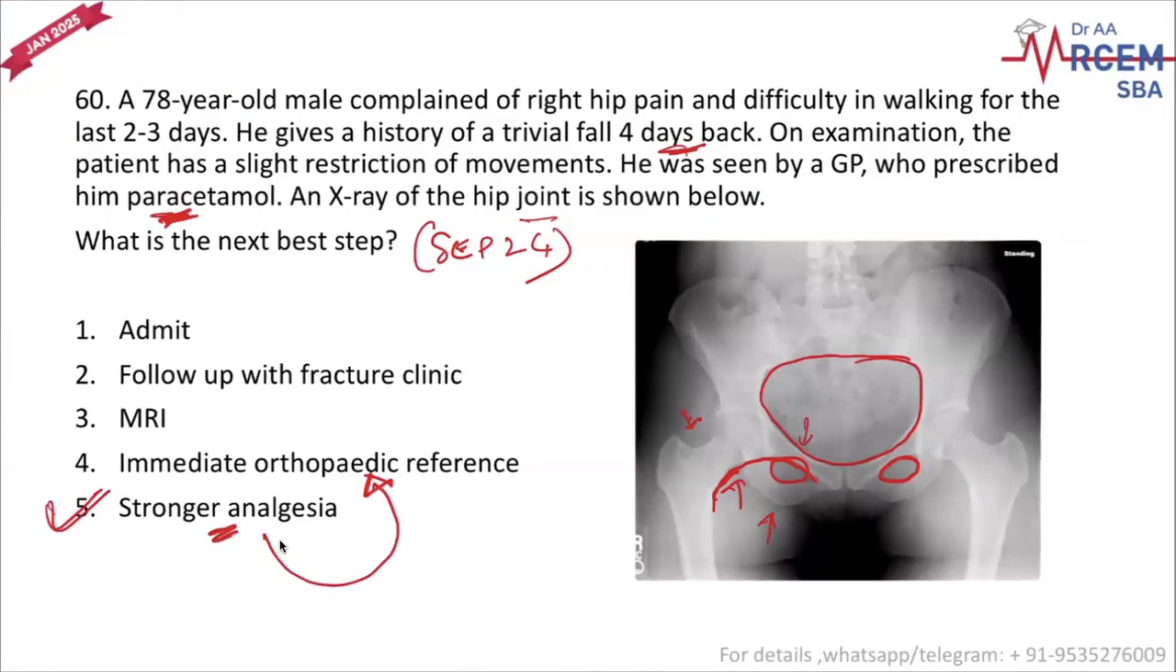Okay, no, sorry, not an immediate referral. A follow-up with the orthopedics is a good idea. There's no indication for an immediate orthopedic referral. A follow-up with the fracture clinic is a good idea because the patient might have a hairline fracture. That's why you're not picking it up on the initial X-ray; it might be obvious after a couple of weeks. That's why follow-up with the fracture clinic will be a good idea.